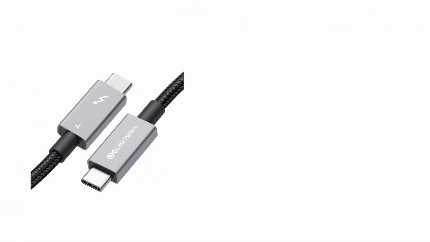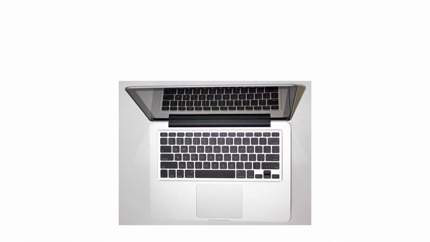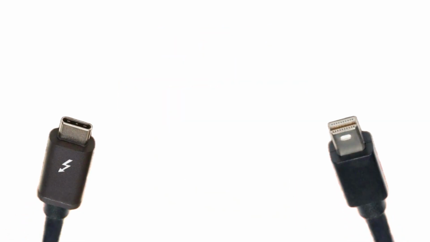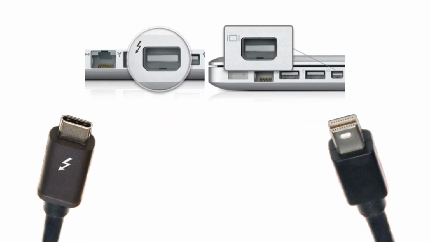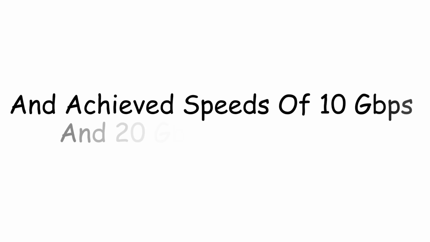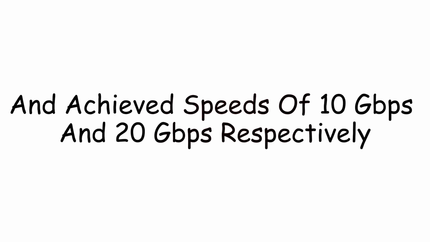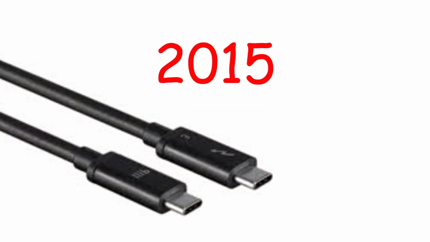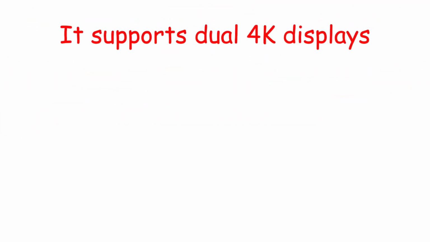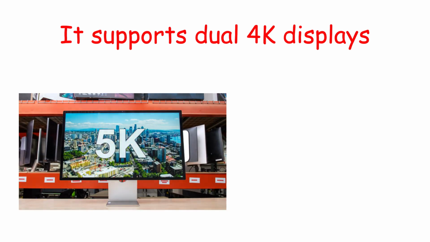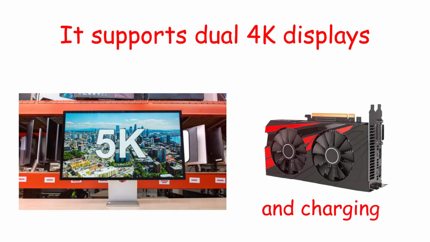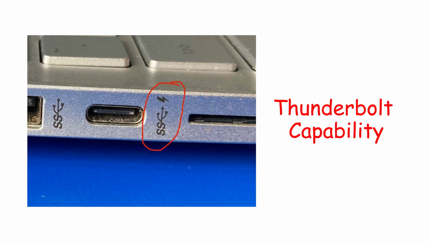Thunderbolt. Thunderbolt was developed by Intel and Apple, first appearing on MacBooks in 2011. Thunderbolt 1 and 2 used the mini DisplayPort connector and achieved speeds of 10 gigabits per second and 20 gigabits per second, respectively. Thunderbolt 3 in 2015 switched to the USB-C connector and achieved 40 gigabits per second. It supports dual 4K displays or one 5K display, external GPUs, and charging. The lightning bolt symbol indicates Thunderbolt capability.